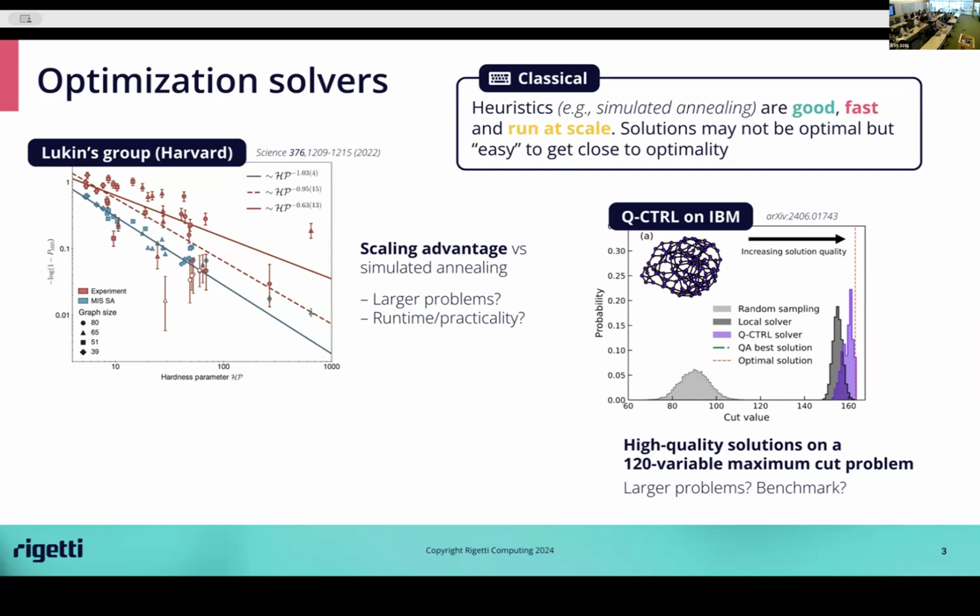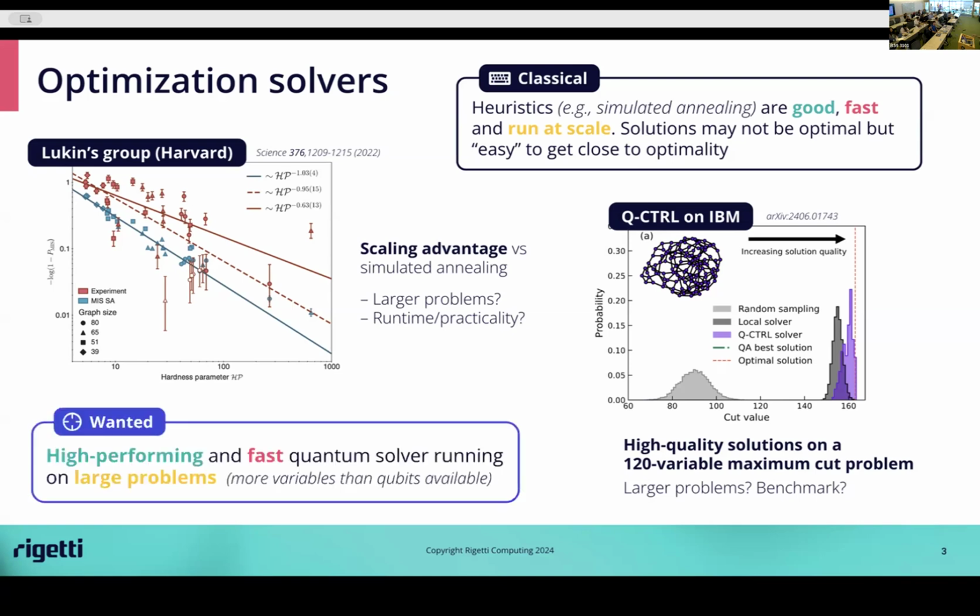And I'm highlighting here two works, one by the Lukin group at Harvard, one done by Q-Control running on IBM, where they try to solve some kind of optimization problem. And in absolute value, those works are great, and they tackle very important questions regarding quantum optimization, and they run on about 100 qubits. But relative to classical solvers, those aren't so great, because for 100 variable problems, that's very easy for classical solvers. And then those quantum solutions, they are not really competitive because they are slow. You have lots of overhead.